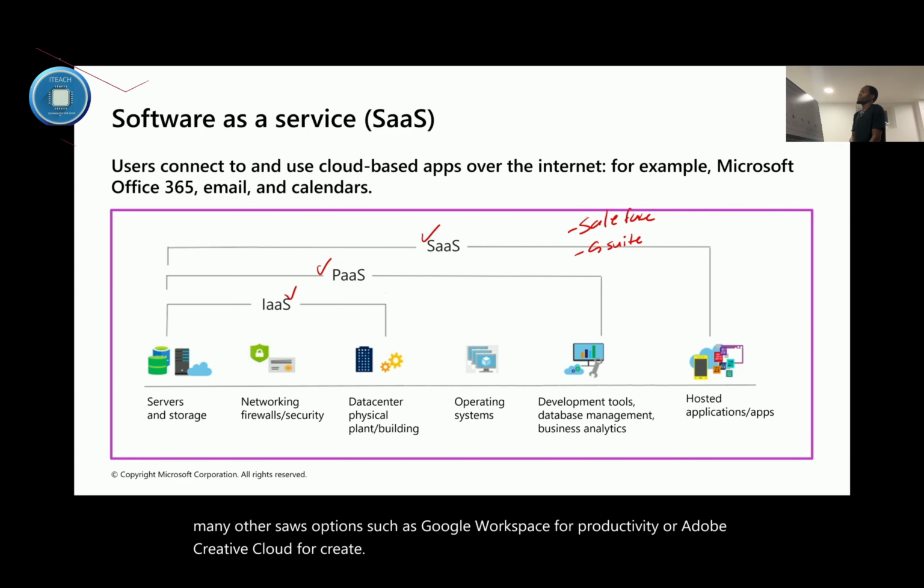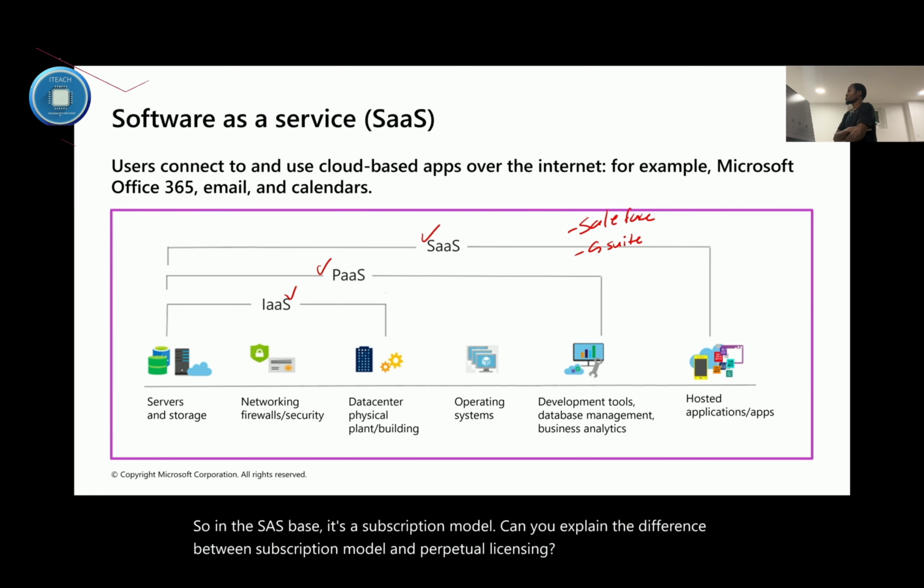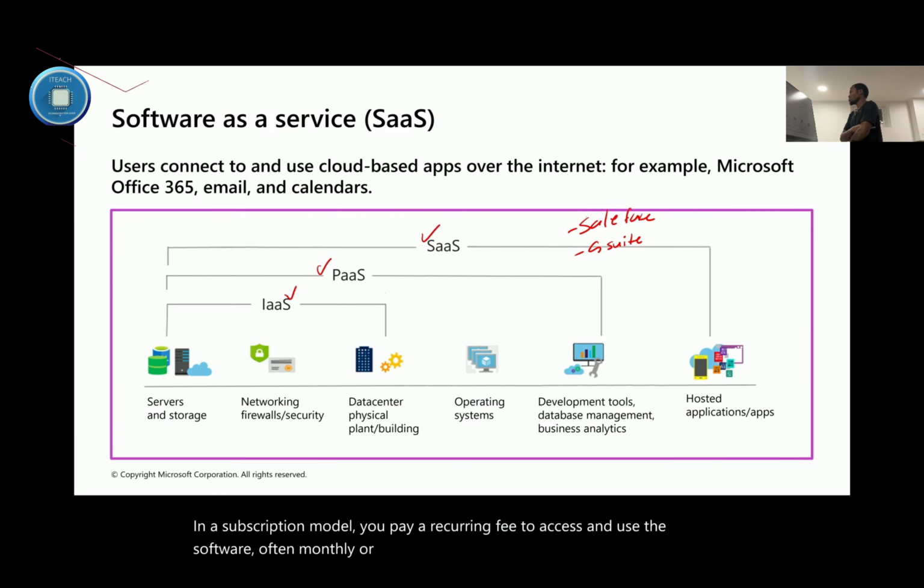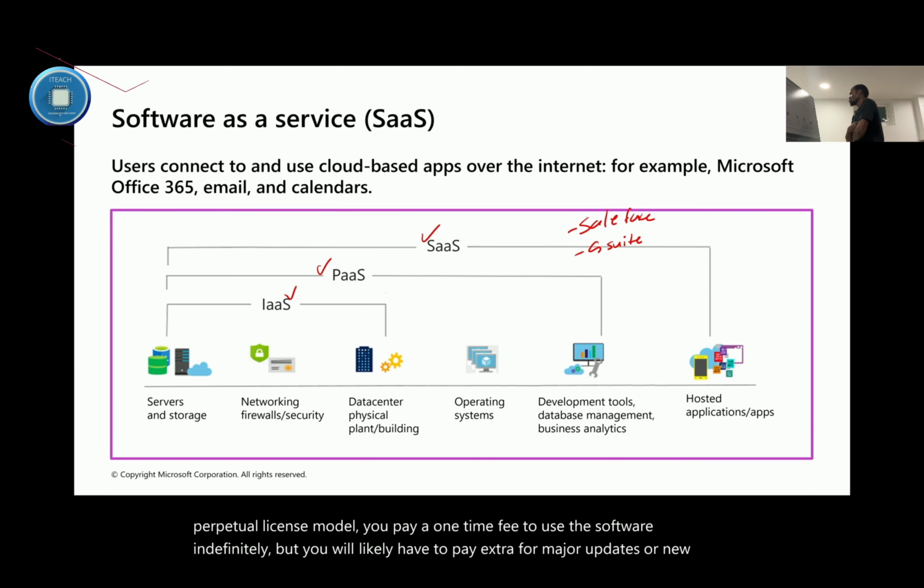Is there anything else I can help you with? So, the SaaS base is a subscription model. Can you explain the difference between subscription model and perpetual licensing? In a subscription model, you pay a recurring fee to access and use the software, often monthly or annually, and you usually get updates included. In a perpetual license model, you pay a one-time fee to use the software indefinitely, but you will likely have to pay extra for major updates or new versions.